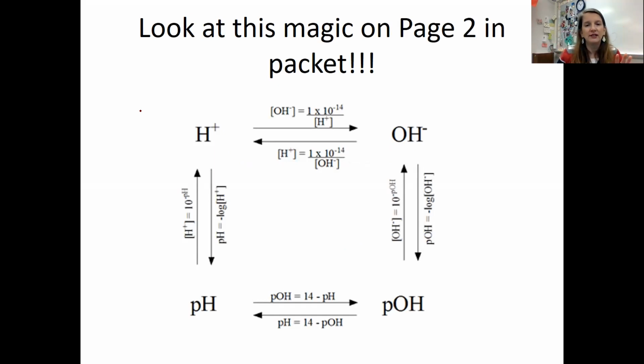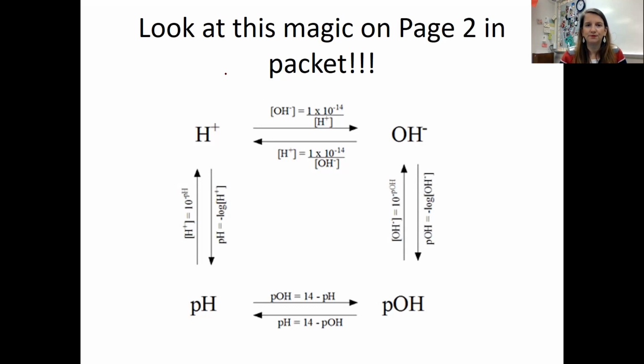It's this magic pH power box. Now, on your test, I'm going to give you all of the equations that you need, your 10 to the negative, your negative log equation, your pH plus pOH equals 14. You'll see all of these, but the test doesn't tell you how to use your equations. But this pH power box tells you how to use your equations and how to solve.